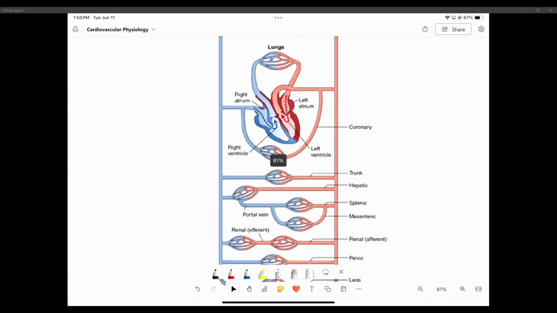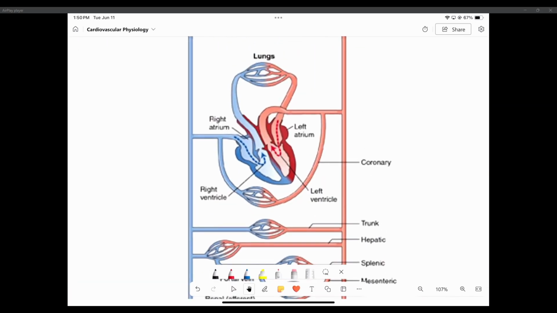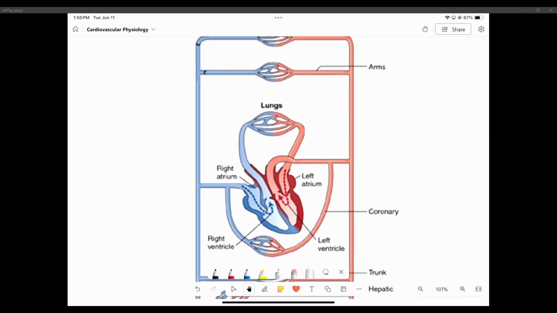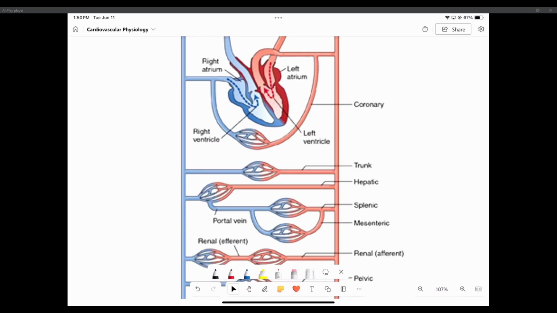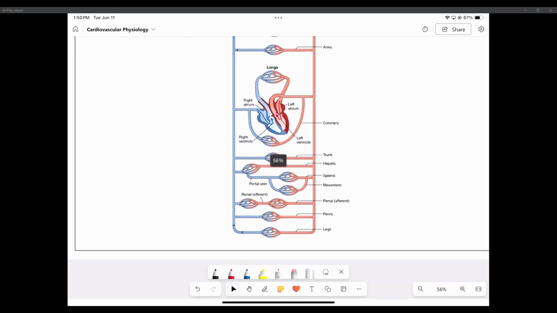This goes over the anatomy of the cardiovascular system. This is one schematic, but you'll get different ones. They're all the same. They all go in the same order. Make sure you understand how the blood travels through our system.